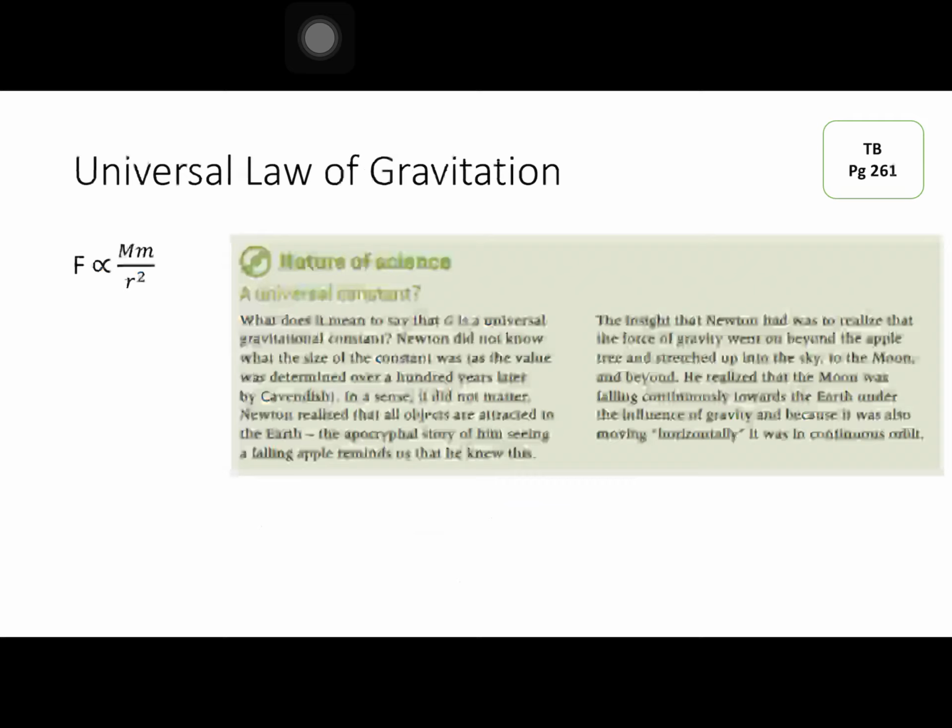Okay, so since it's proportional, right? Force is proportional to big M small m over r squared. If I want to write it as F equals to something, that means there must be a constant. So what constant is that? That constant is what we call the universal gravitational constant. Alright, big G. By the way, when Newton discovered this, he didn't know the value of this big G. And it was only over 100 years later that it was discovered by Cavendish.